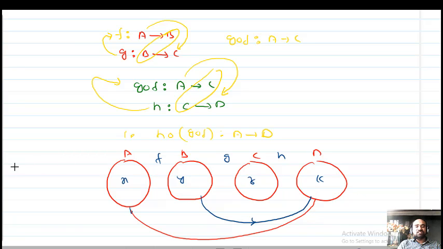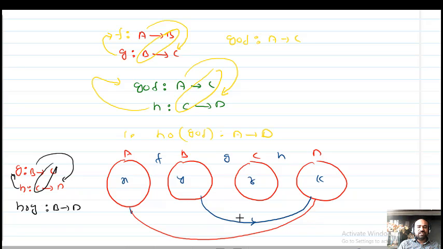First of all, I want to find what that function is. I will write here. g is from B to C, h is from C to D. By the definition, there is a new function. What is the new function? That is h circle g. h circle g is from B to D. So I can write here the h circle g function.